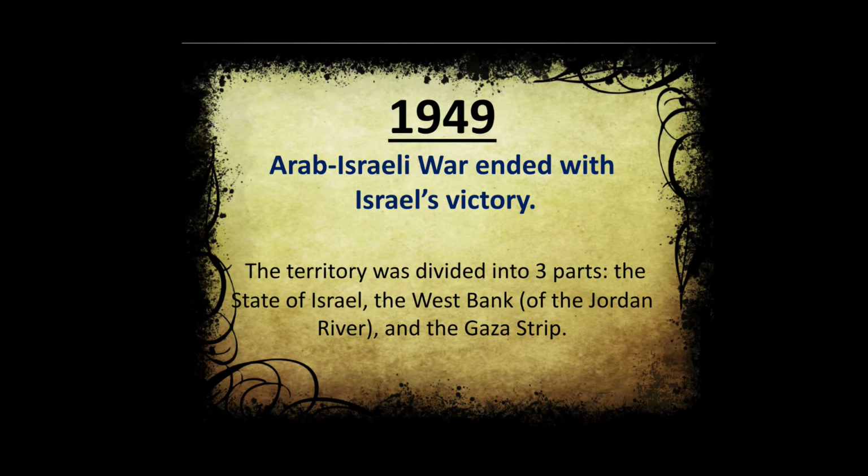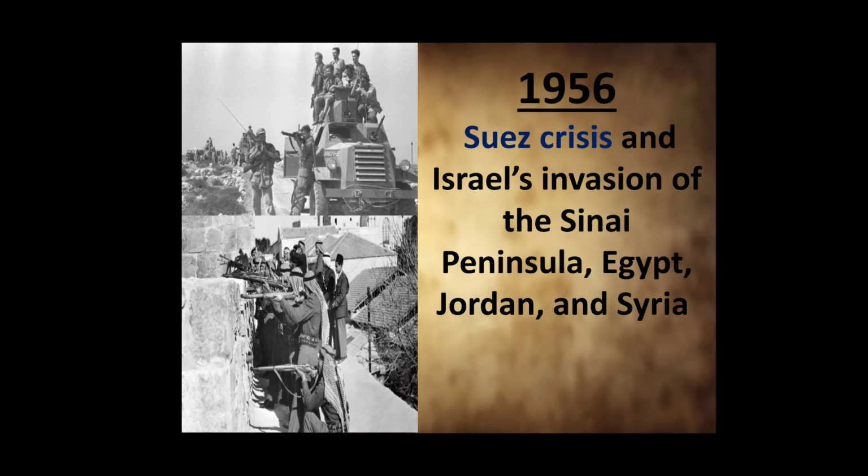Over the following years, tensions rose in the region, particularly between Israel and Egypt, Jordan and Syria. Following the 1956 Suez Crisis and Israel's invasion of the Sinai Peninsula, Egypt, Jordan and Syria signed mutual defense pacts in anticipation of a possible mobilization of Israeli troops.